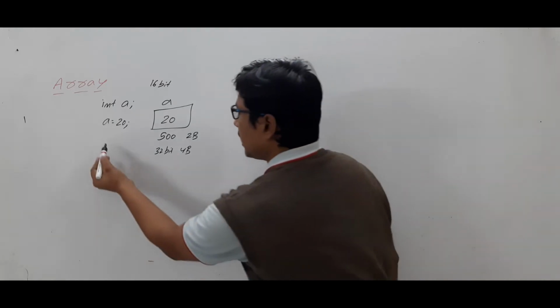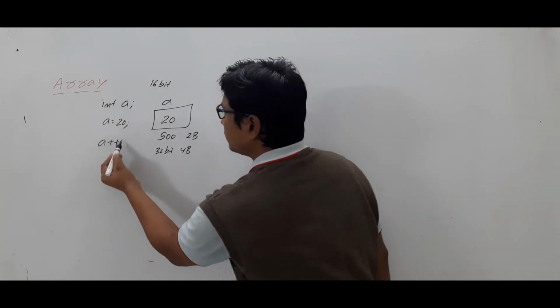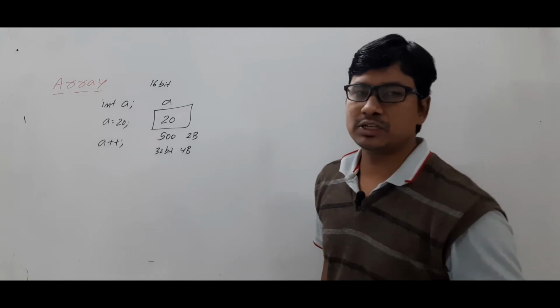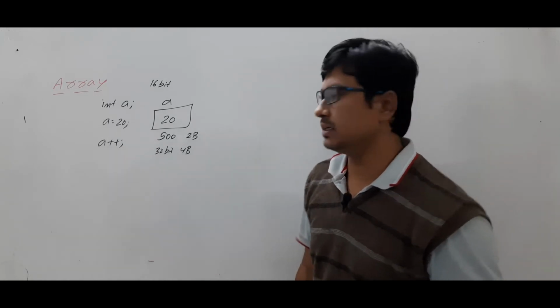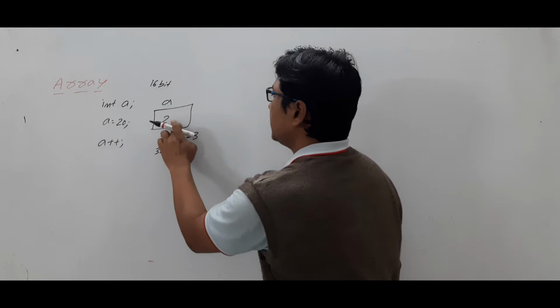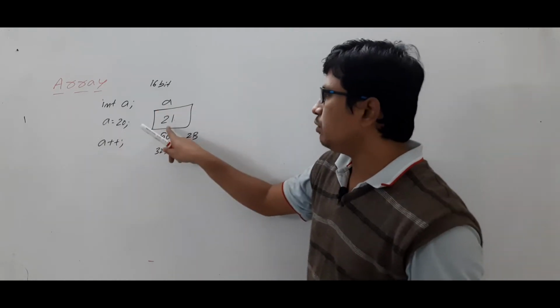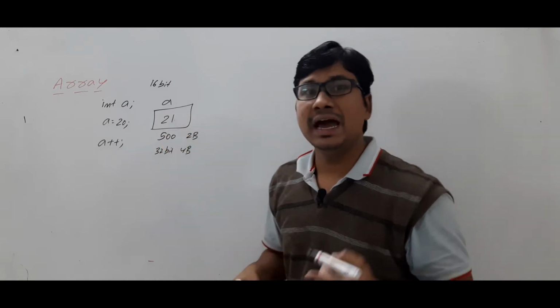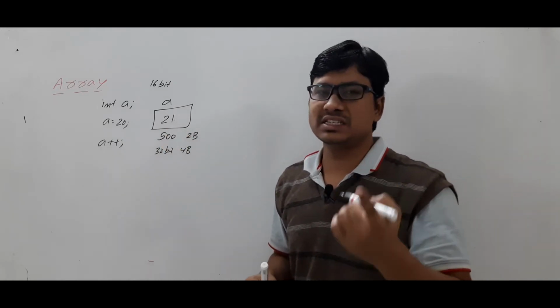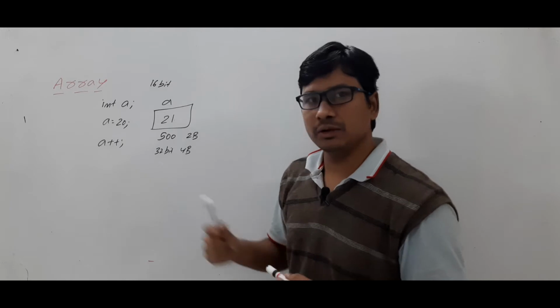Now let's take that I have incremented the a value. I am doing a is equal to a plus 1, or a plus plus. This is a post increment. So the a value will be updated to 21. Previously it was storing 20, now it is storing 21. So at a time you can store a single constant using a variable.